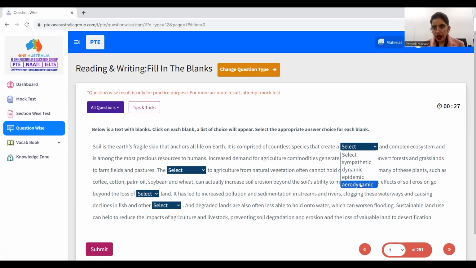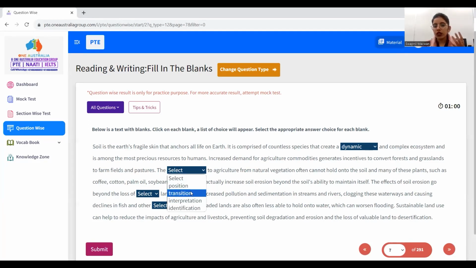An ecosystem can't be aerodynamic, because aerodynamic is related to air, and here we are talking about soil, earth, so we are talking about land. The word and is used to join words of the same family. So the word related to complex is dynamic, and an ecosystem can be dynamic and complex. Now the dash to agriculture from natural vegetation. Natural vegetation is changed to agriculture.